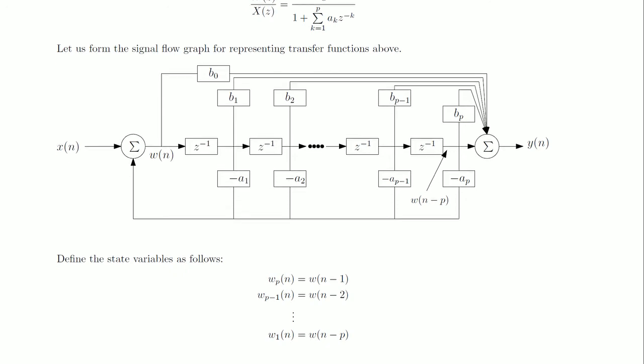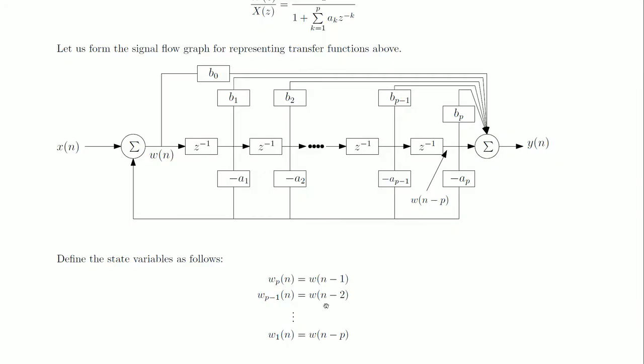Now, we will start with w p of n, and we define this to be w of n minus 1. So, if you look at the output of the first delay element, that is w of n, when it is filtered through the first delay you get w of n minus 1, and that w of n minus 1 I call w p of n. And w p minus 1 of n is w of n minus 2, so on and so forth, and we have w 1 of n which is w of n minus p. This is a very important step.